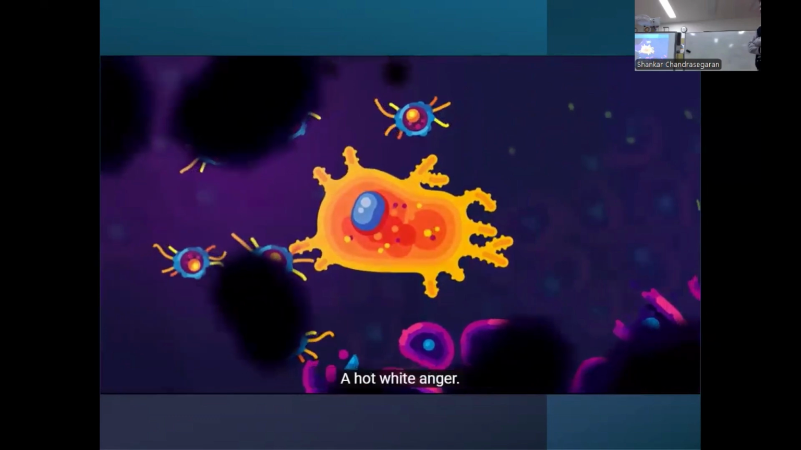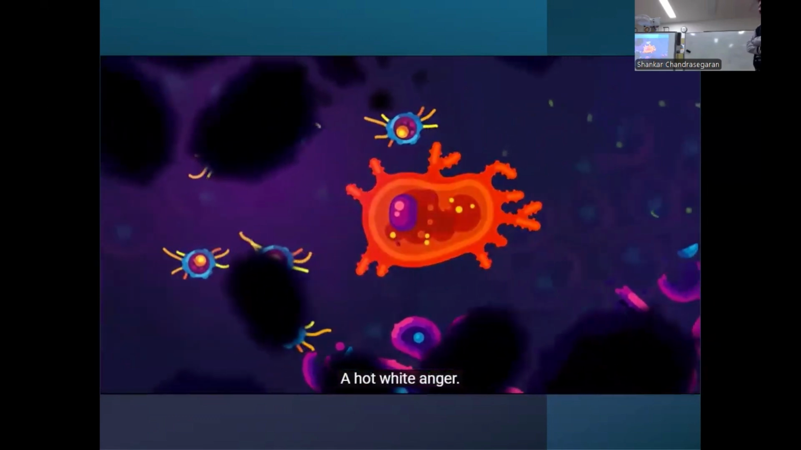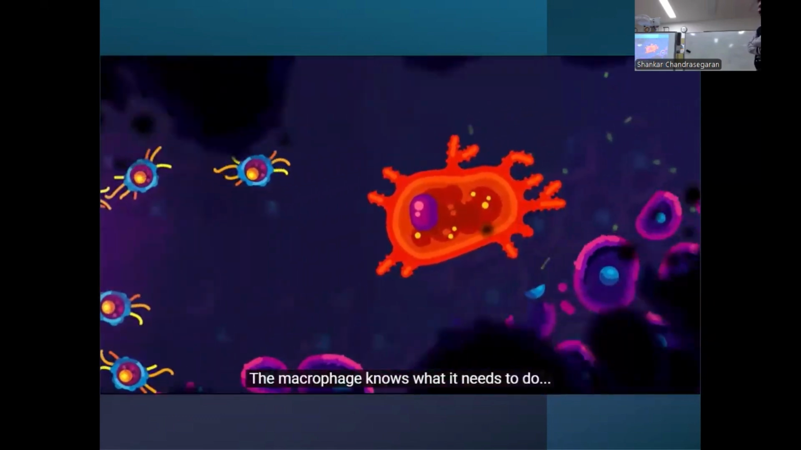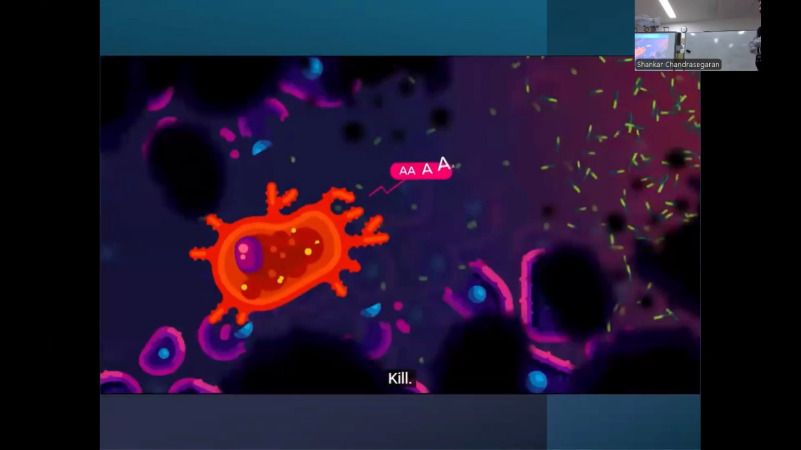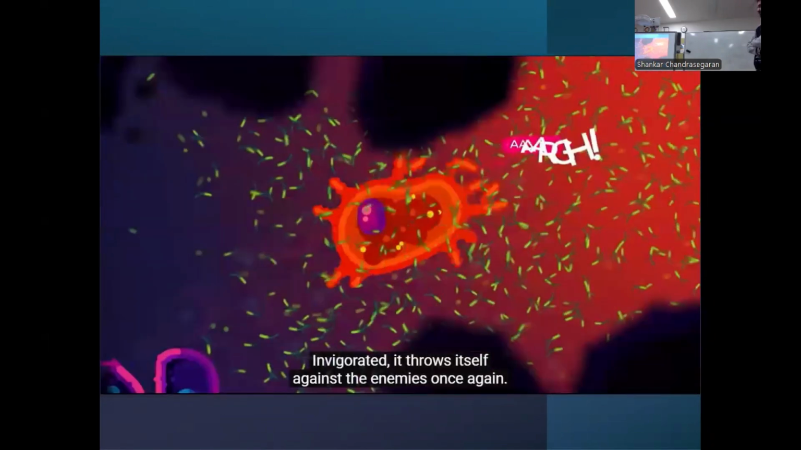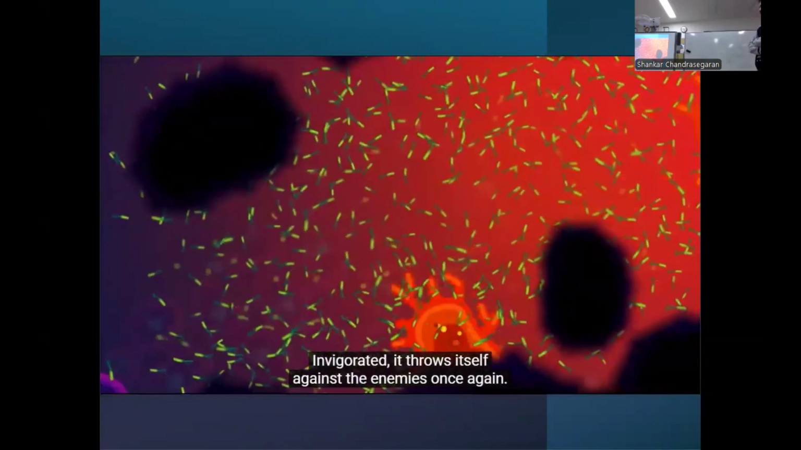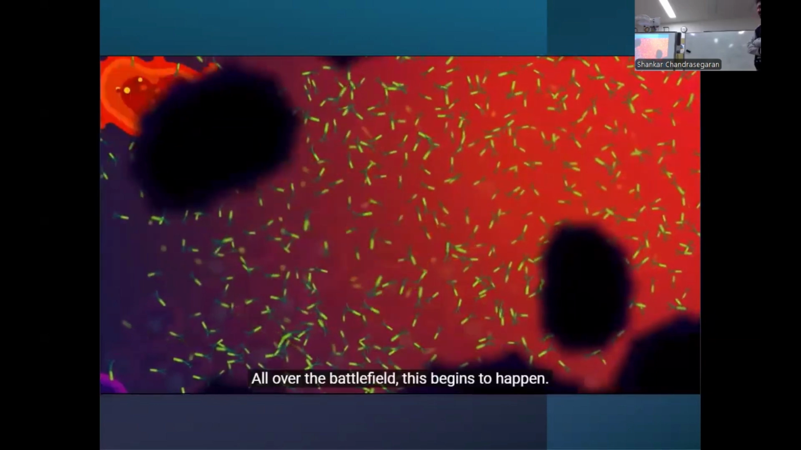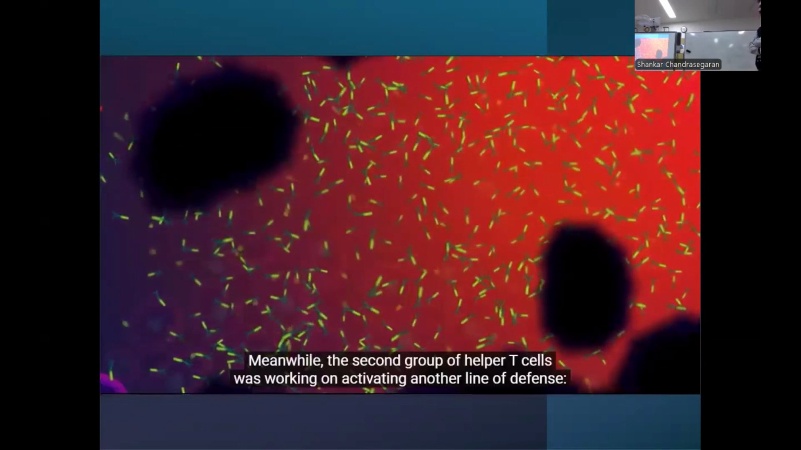But there's something else, a hot, white anger. The macrophage knows what it needs to do. Kill. Invigorated, it throws itself against the enemies once again. All over the battlefield, this begins to happen.